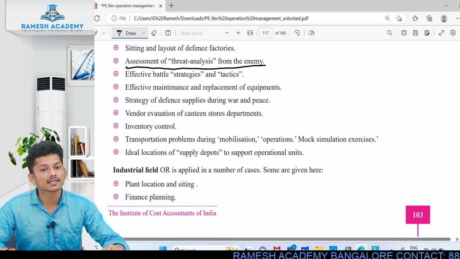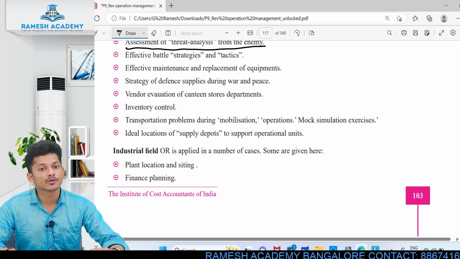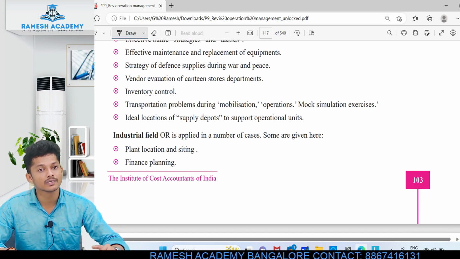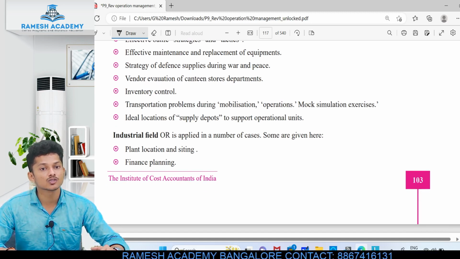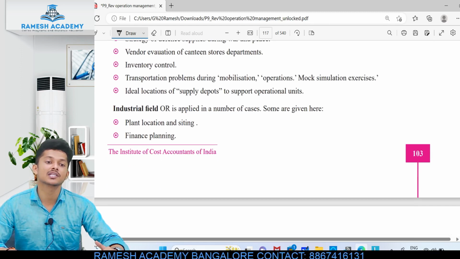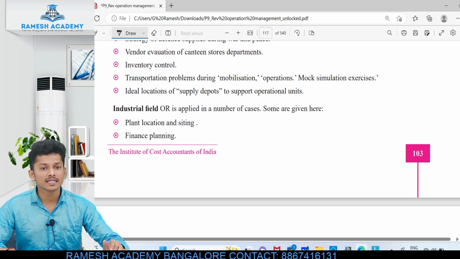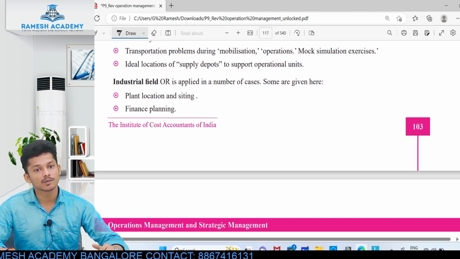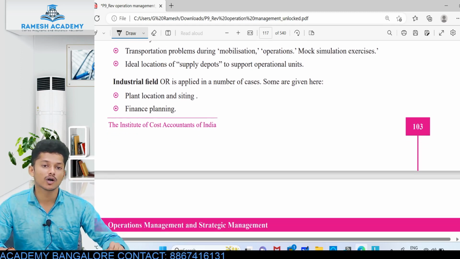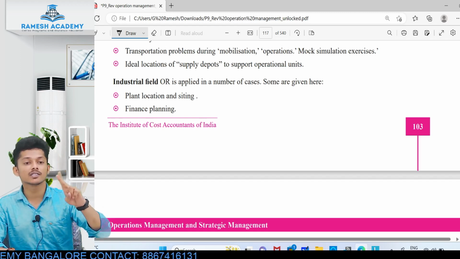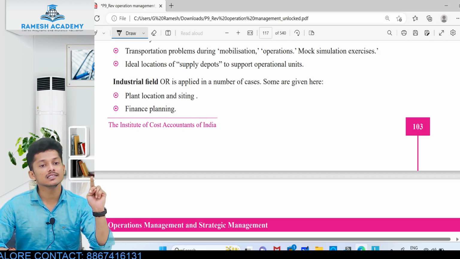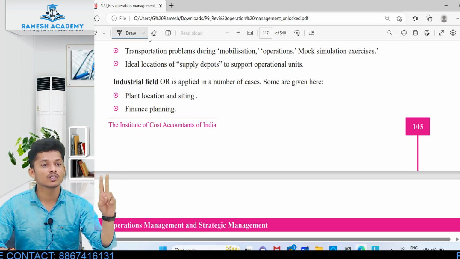Then effective battle strategies and tactics, effective maintenance and replacement of equipment, strategy of defense supplies during war and peace, vendor evaluation of canteen store departments, inventory control. Inventory is nothing but stock. Transportation problems during mobilization, operations, mock simulation exercises, ideal locations of supply depots to support operational units. So here we have learned two departments where OR is applied: national planning and budgeting. One more is defense.